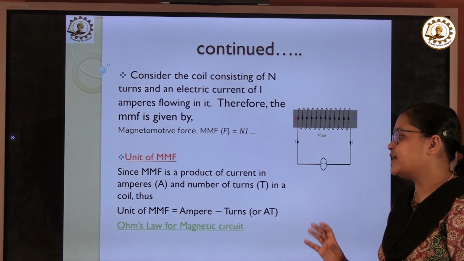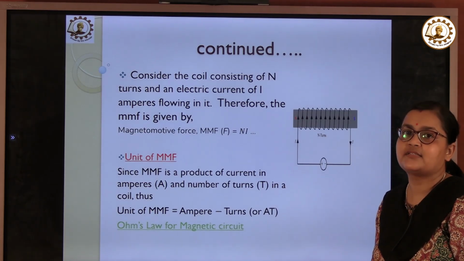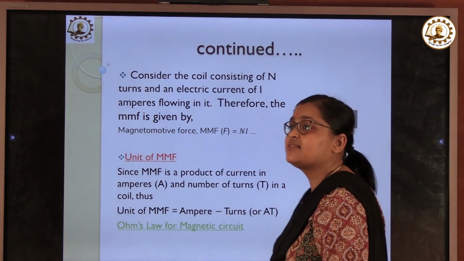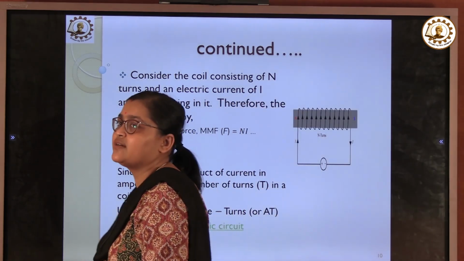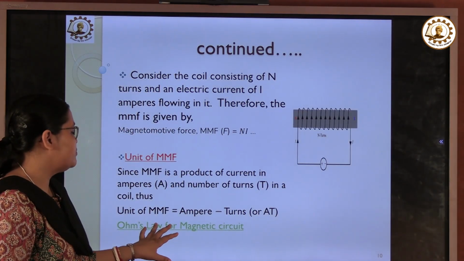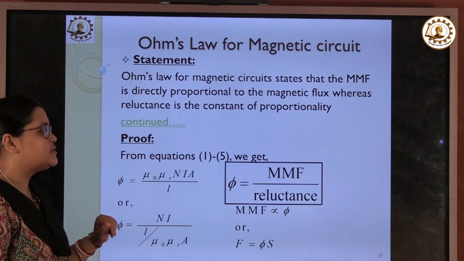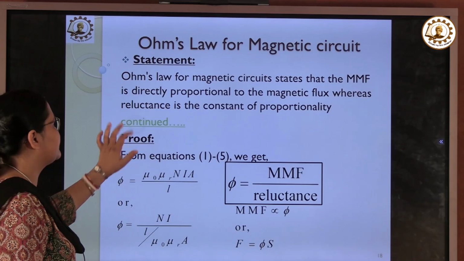So MMF is clear. Now we need to know about Ohm's law for magnetic circuits. We know what Ohm's law is for an electric circuit, that is V is proportional to I, V is equal to I into R. So what is Ohm's law for magnetic circuits? For that we need to know a little bit about certain terms. So I will come to it a little later.